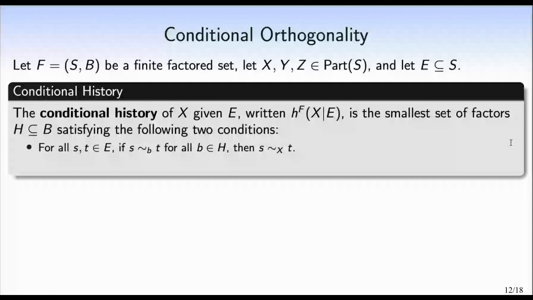The first condition is just going to be the same as last time, except we're going to make the assumption that we're in E. So the first condition is, if I took some point in S and I told you that it was in E, I need it to be the case that if I then tell you all of the values of the factors in H, that will be sufficient to determine which part in X that point is in.